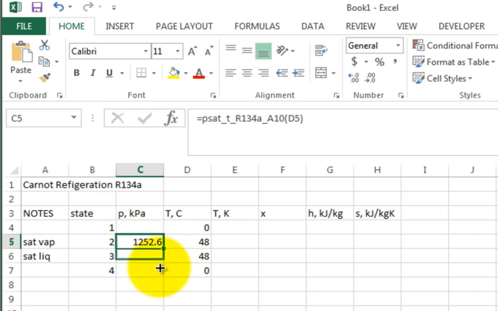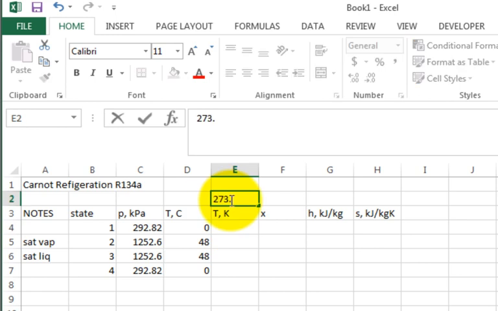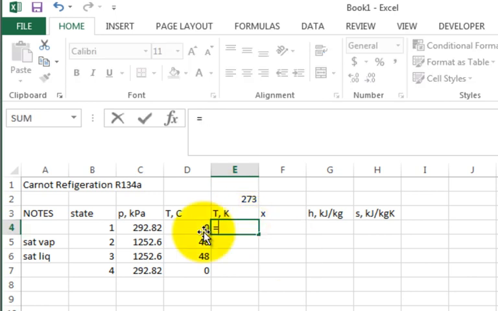If I drag that lower corner of the cell, I just solve for all those and then do the same thing up here. Right? What I'm going to do is put my conversion factor 273 right here. And when I convert these temperatures from degrees C, I'll just add that 273. If I press F4 on my keyboard, it makes it stay right there with that $E$2.